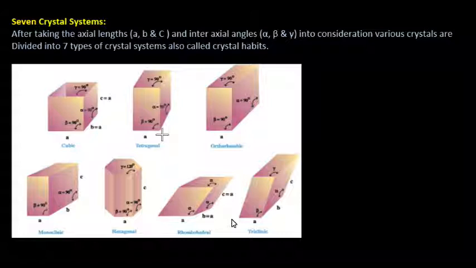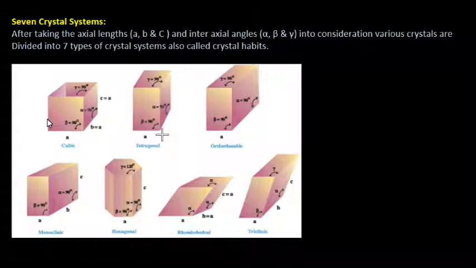So 7 crystal systems. After taking the axial lengths, that is A, B and C, and interaxial angles, that is alpha, beta and gamma, into consideration, various crystals are divided into 7 types of crystal systems, also called crystal habits. We will study in detail about these things. Okay, let us see the first crystal habit, that is cubic.